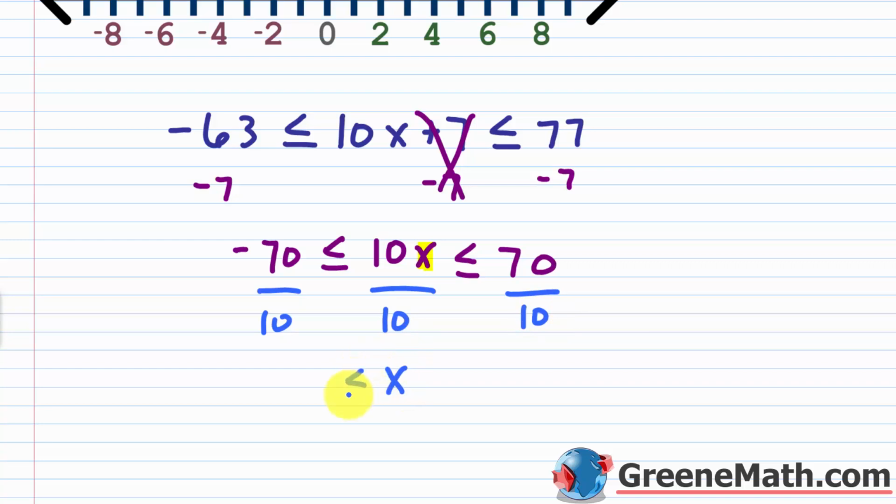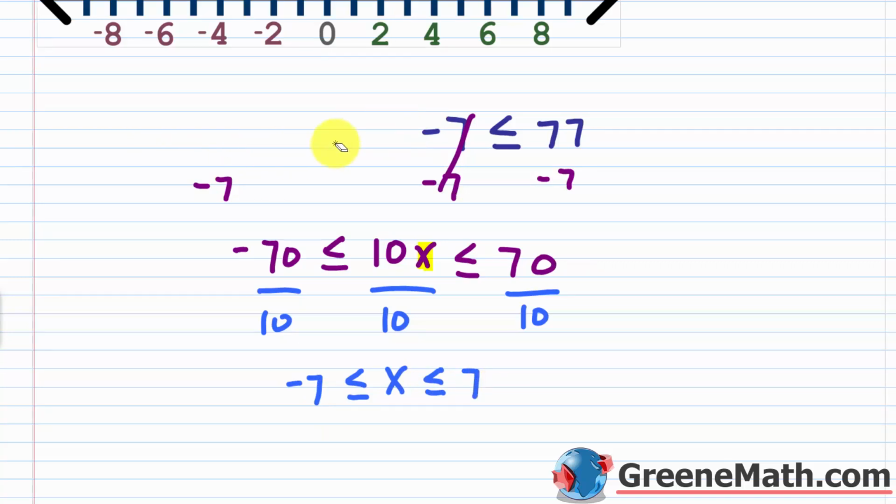And so it's going to be greater than or equal to negative 70 divided by 10, which is negative 7. And it's less than or equal to 70 divided by 10, which is 7. So we see that x is greater than or equal to negative 7, and it's less than or equal to 7. Okay? So let's erase all this.